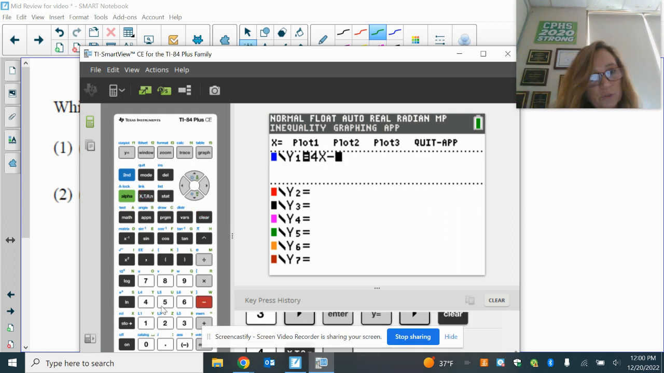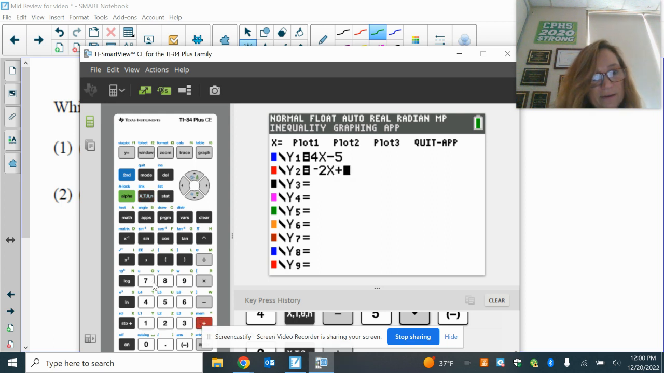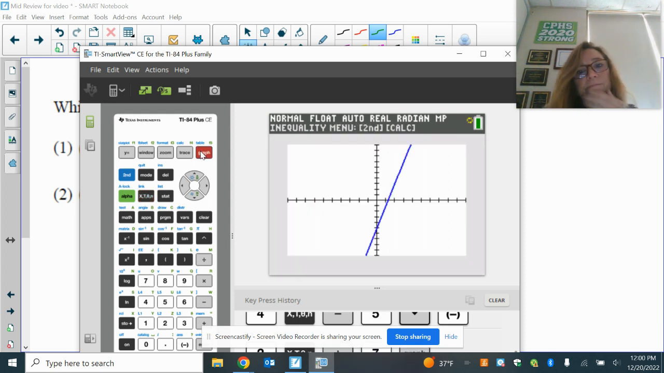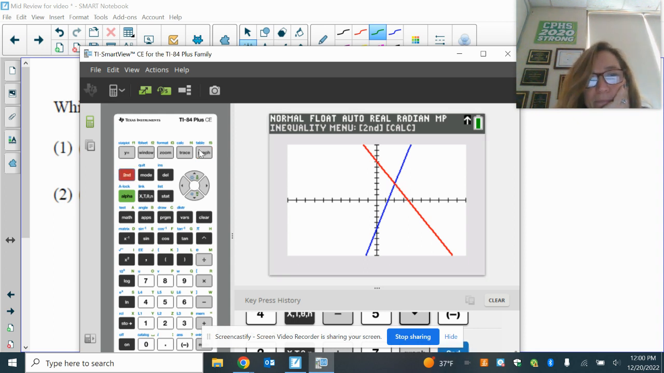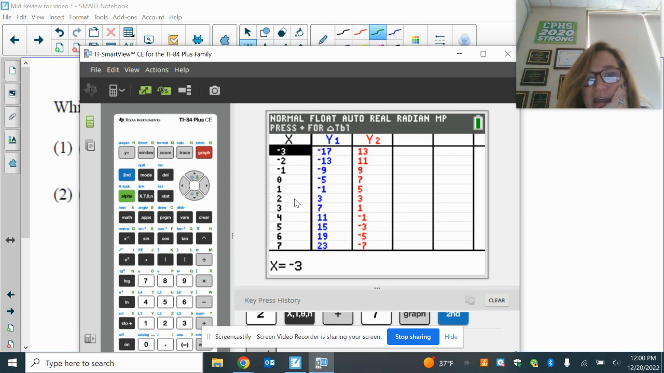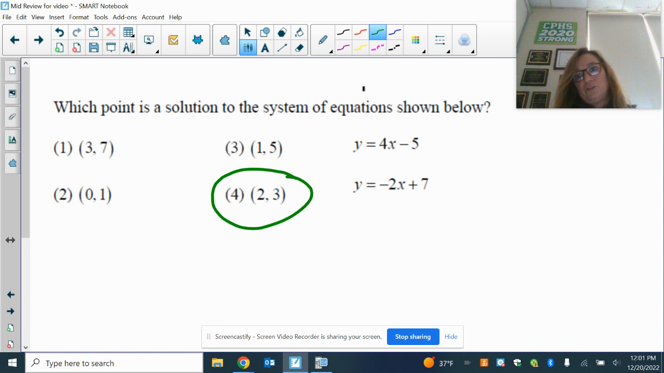4x subtract 5 and negative 2x add 7. Hit the word graph. My guess is 2 comma 3. Yeah, 2 comma 3. 2, 3, another 3, shared pair. And you can always substitute to check.